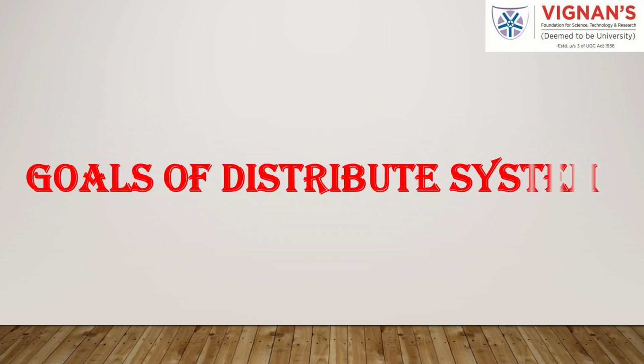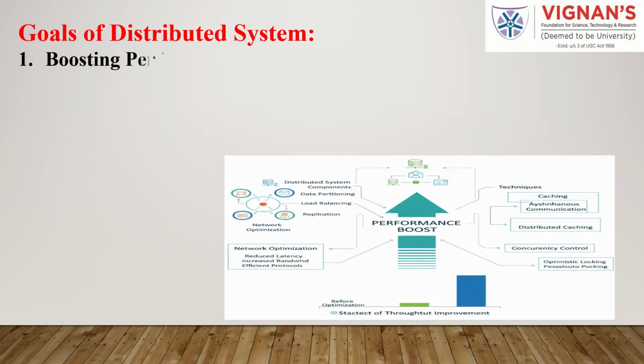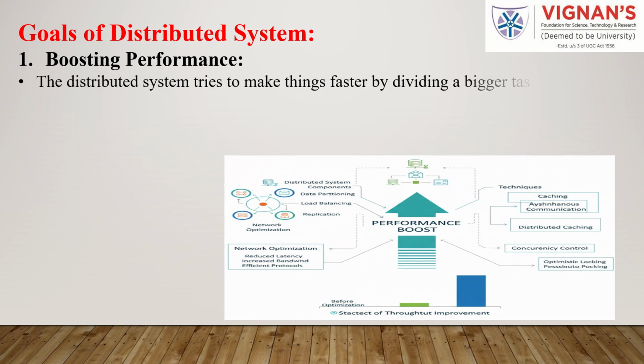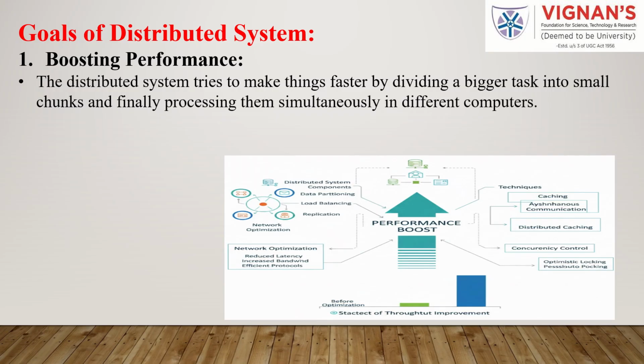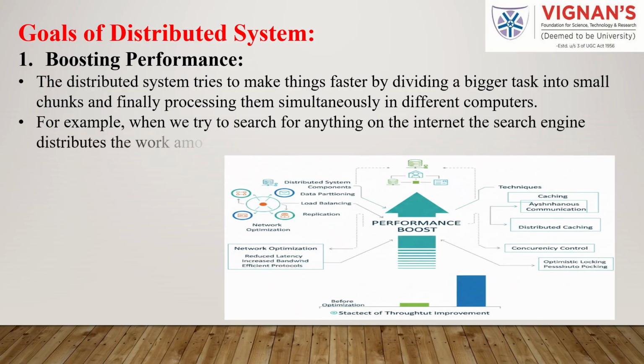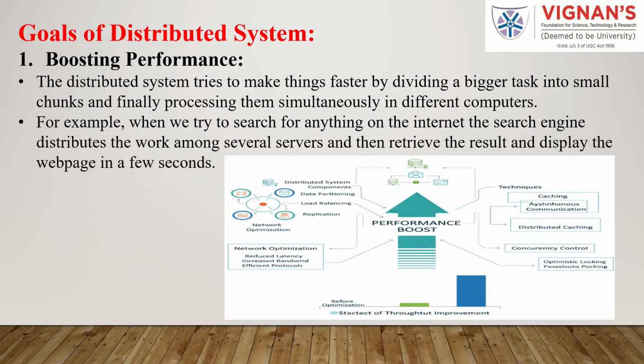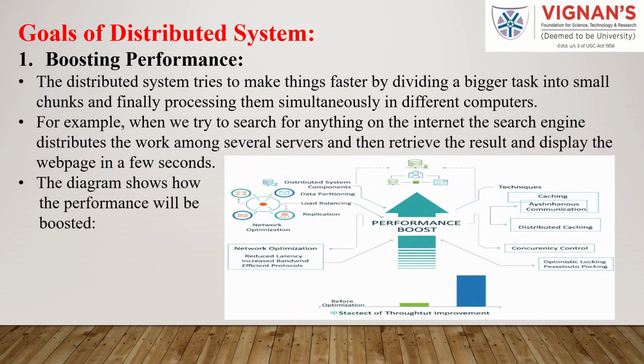Goals of distributed systems. Boosting performance. The distributed system tries to make things faster by dividing a bigger task into small chunks and finally processing them simultaneously in different computers. For example, when we search for anything on the internet, the search engine distributes the work among several servers and then retrieves the result and displays the web page in a few seconds. The diagram shows how the performance will be boosted.